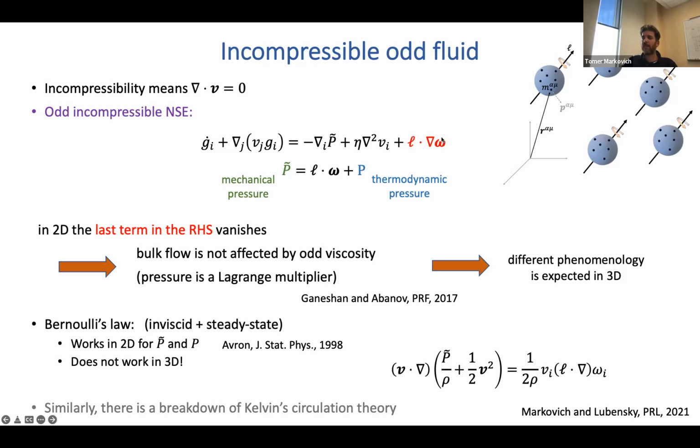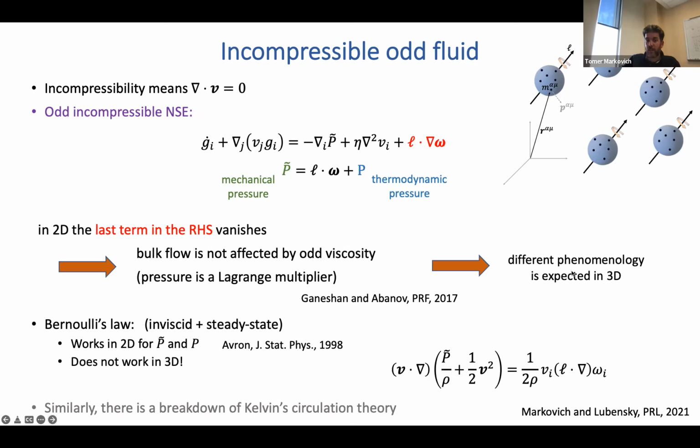Another comment is that this term doesn't appear in 2D at all, because in 2D this gradient is in the direction of L, which is outside of the plane. There's no fluid outside the plane, so there's no derivative in that direction. So this term vanishes. And if this term vanishes and the flow is incompressible, then the bulk flow is actually not affected by odd viscosity, because the pressure is just a Lagrange multiplier that adjusts itself to make sure that dV is 0. So I think Shriram already pointed out in a paper with Sasha Abanov that odd viscosity appears only when you talk about boundaries in those types of systems, incompressible 2D odd systems.